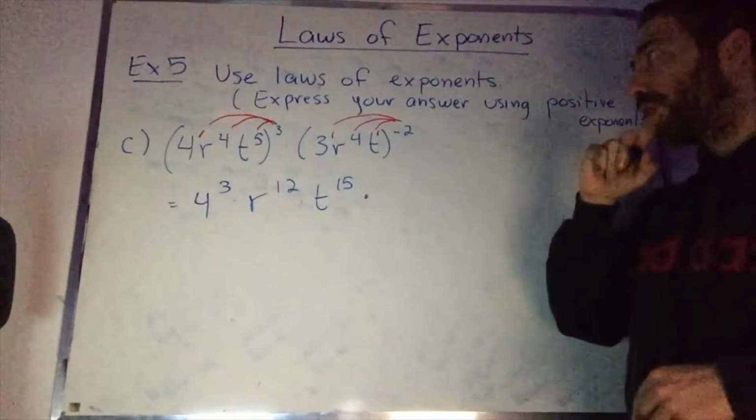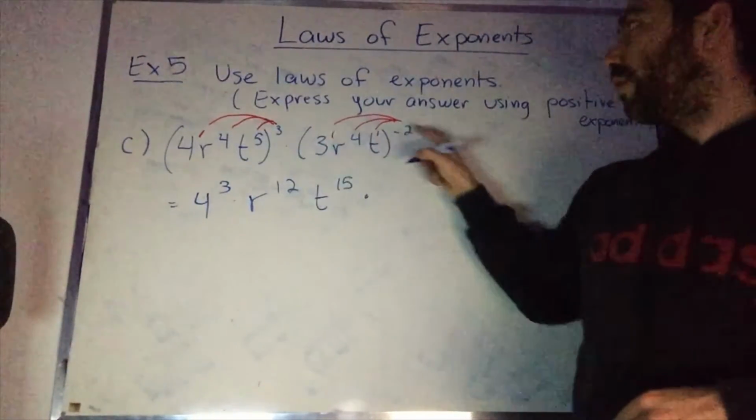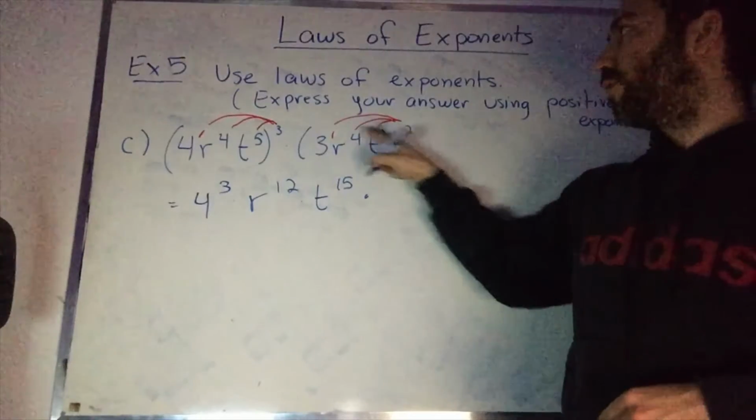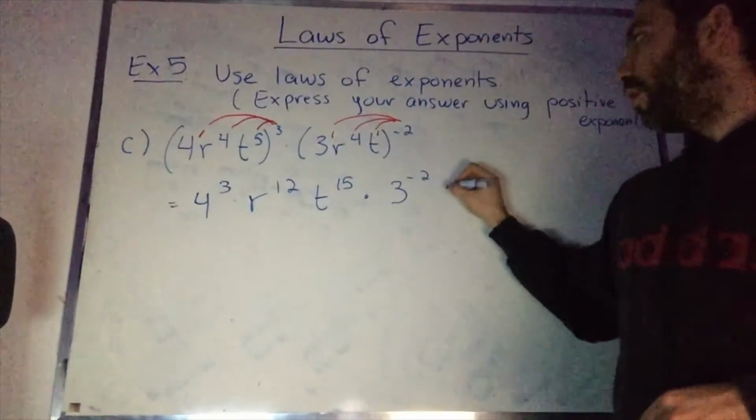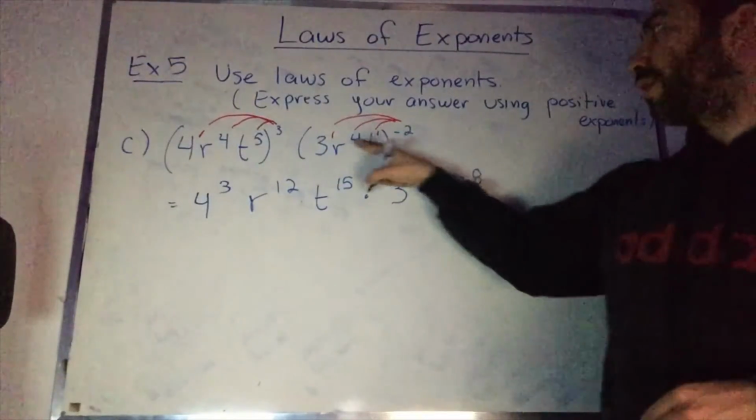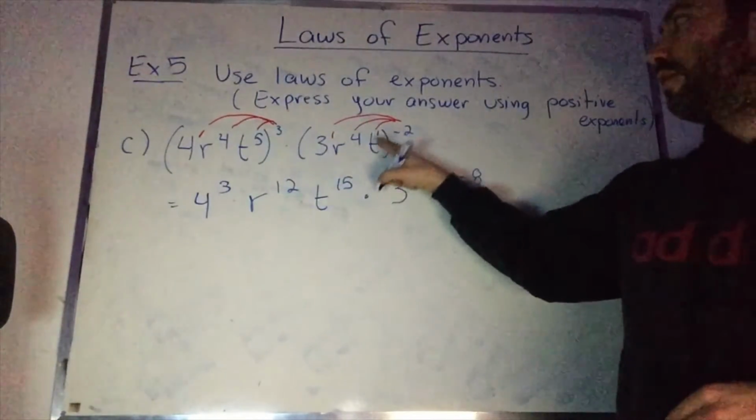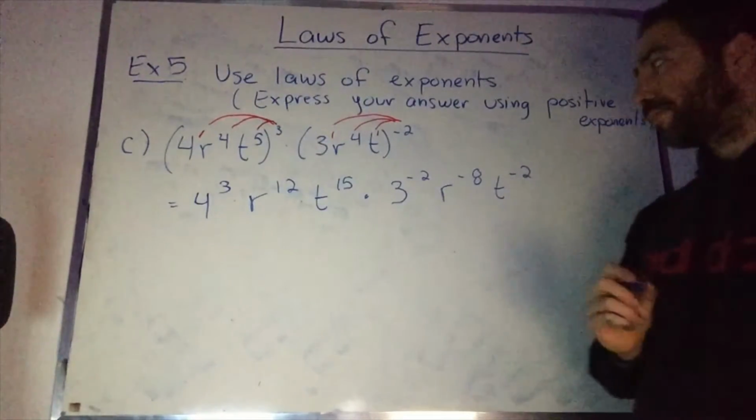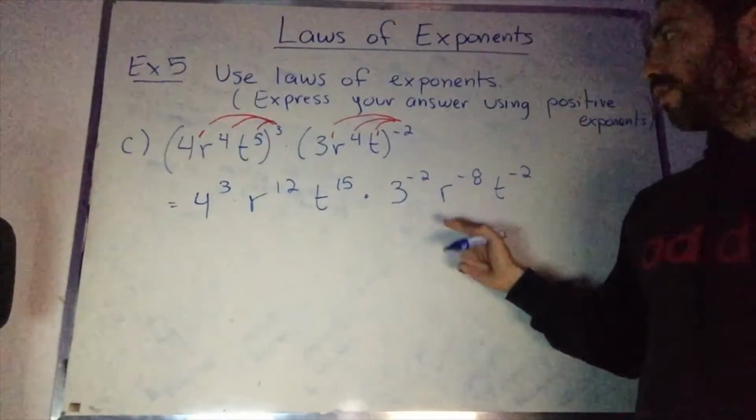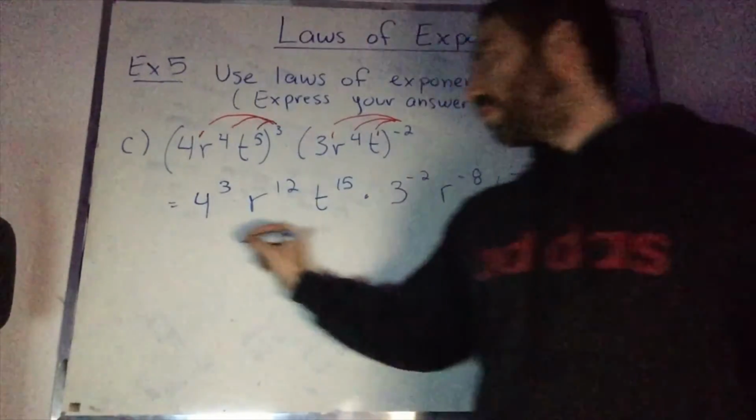Let's move on to the right bracket. So we have 3 to the 1. We're multiplying the negative 2 times the exponent of the 3, so it's 3 to the exponent negative 2. R to the exponent negative 8. 4 times negative 2 is negative 8. And then t, the exponent is 1. 1 times negative 2 is t to the negative 2. Okay. So again, I put my numbers in the front.